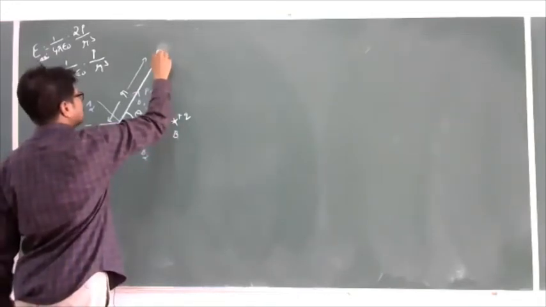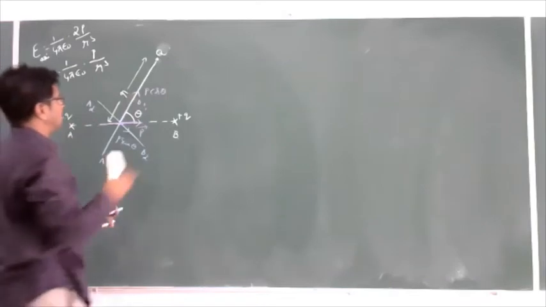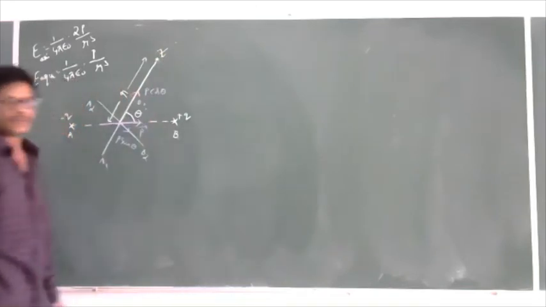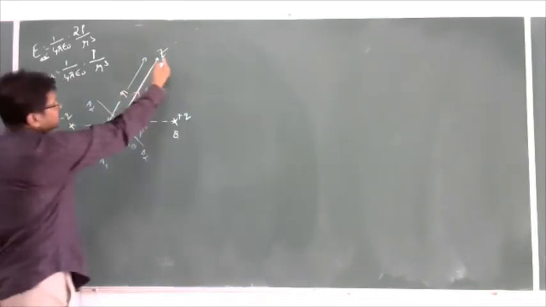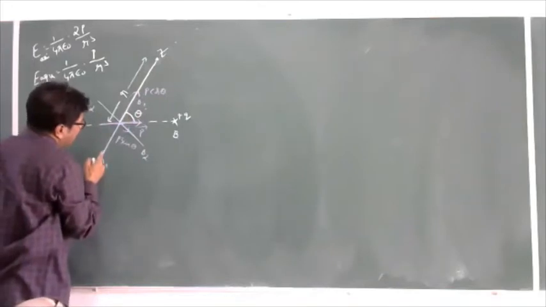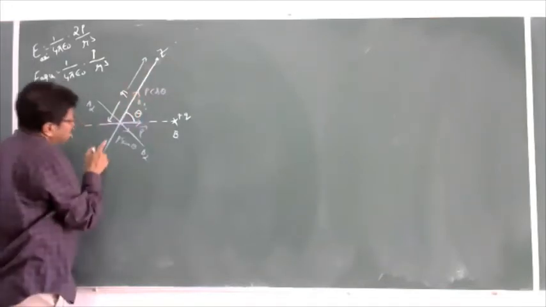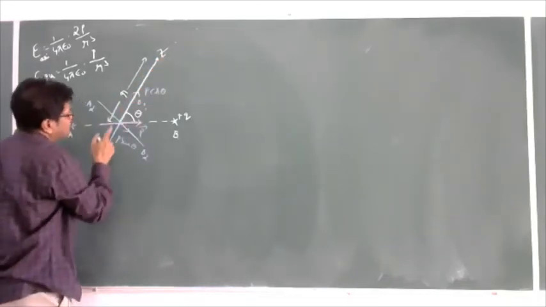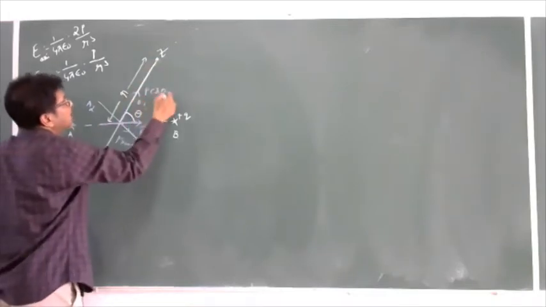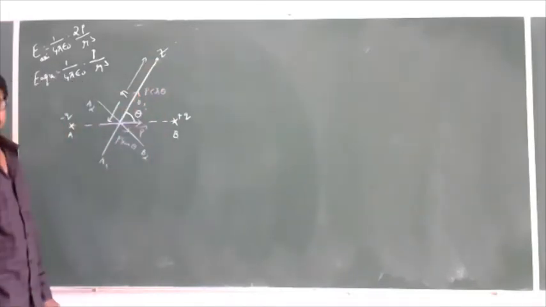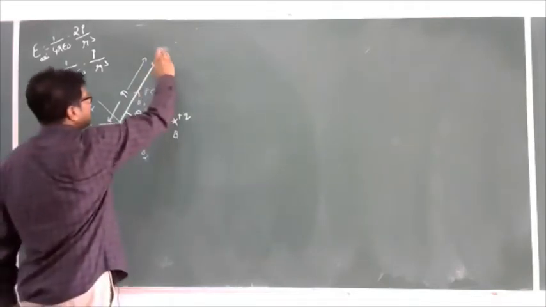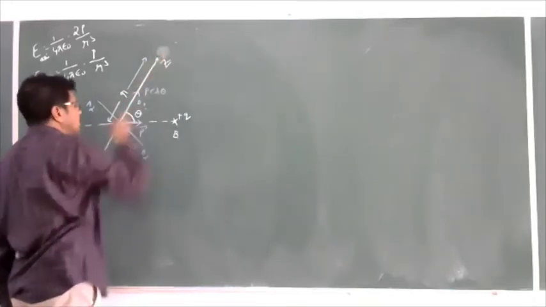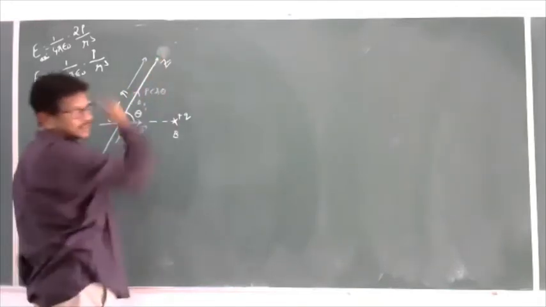Some point called Q. Okay, Z. This point Z is on the axial line of this dipole, whose dipole moment is P cos theta.